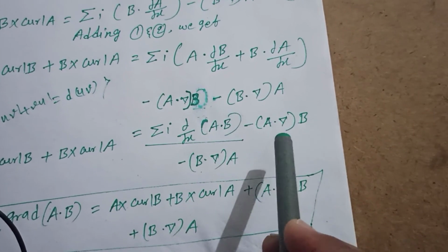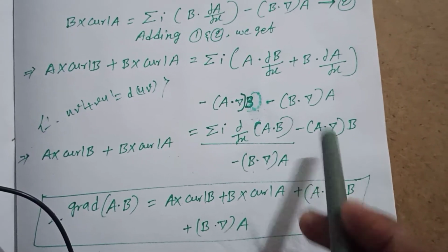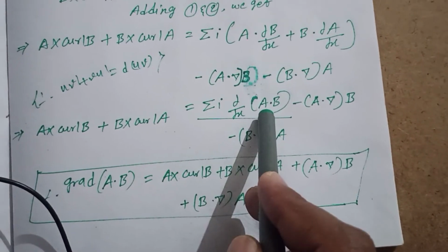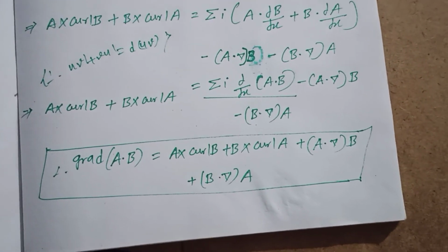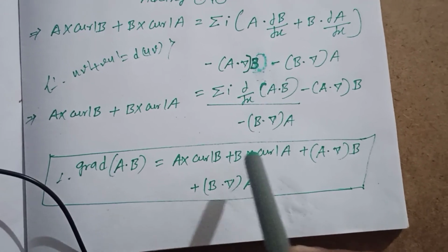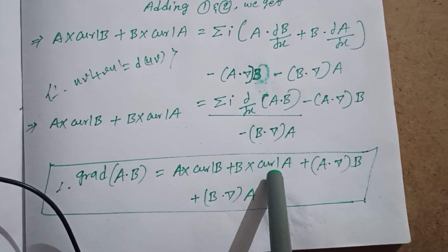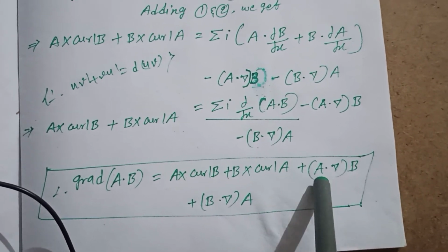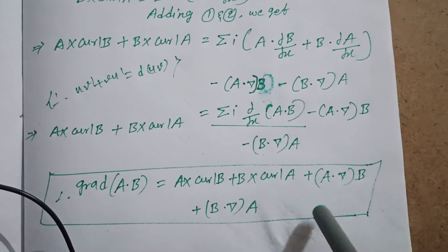So remaining terms I am transferring from this RHS side to LHS side. This minus term will become positive. That means here this is grad(A dot B), grad(A dot B). Next we'll get A cross curl B plus B cross curl A plus A dot del B plus B dot del A. This is the required proof.